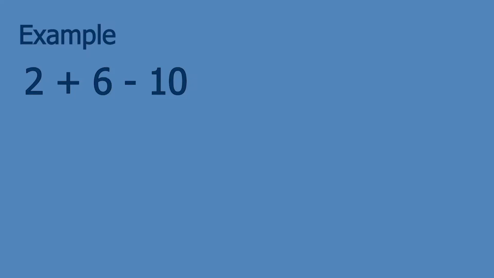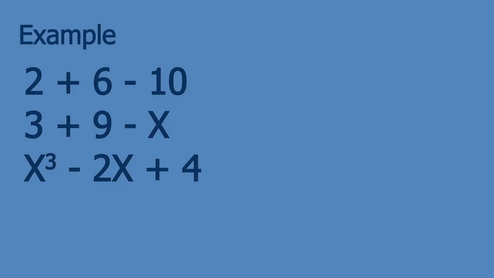To begin, an expression is nothing more than a combination of numbers, variables, and mathematical operations. So adding, subtracting, multiplying, dividing, square root, and so on and so forth. Now the key here is, like the saying said, there's no equal sign in an expression. So let's put up some expressions on the screen. 2 plus 6 minus 10. This is an expression. 3 plus 9 minus x. This is an expression. x cubed minus 2x plus 4. All of these are just expressions.